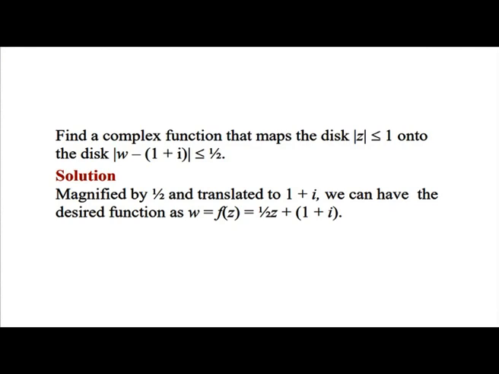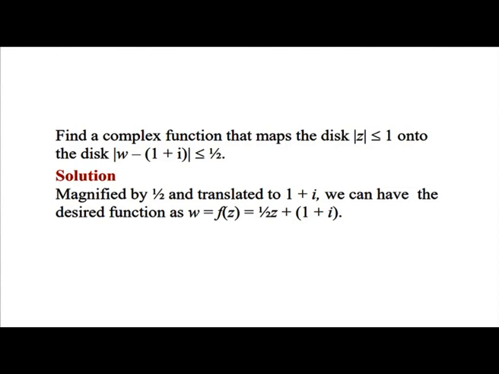Again, suppose we have to find a function that maps the disk mod z less than or equal to 1, which you know is the standard unit circle and the set of all interior points, which you denote as mod z is less than or equal to 1. You need to find which function will give you the image as the disk mod of w minus 1 plus i less than or equal to half.